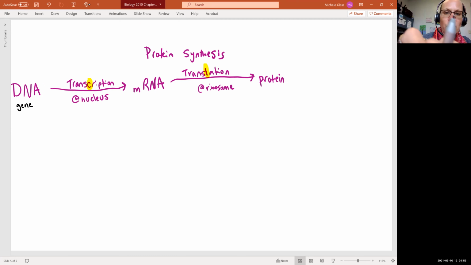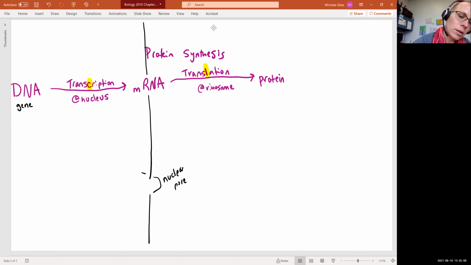And so another thing that we can do here is represent, if we wanted, our nuclear envelope, and we could show our nuclear pore, and then this line here could be our nuclear envelope. And notice that we have the mRNA able to fit through that pore. So this is the significance of, again, that mRNA.